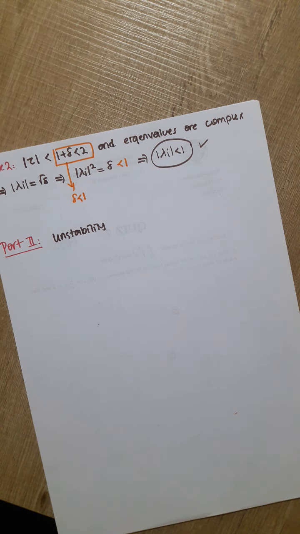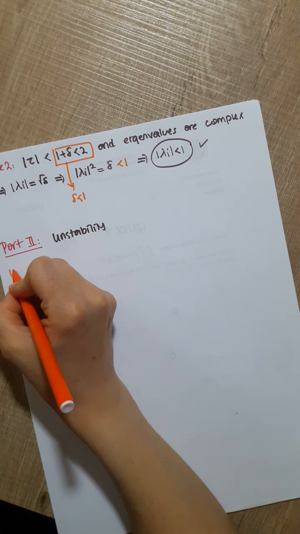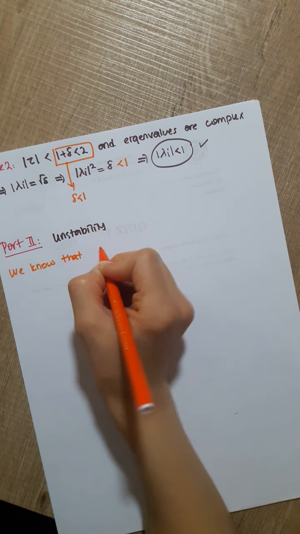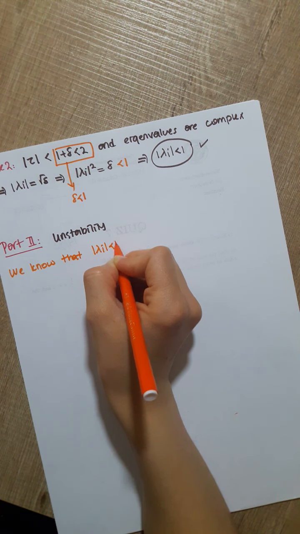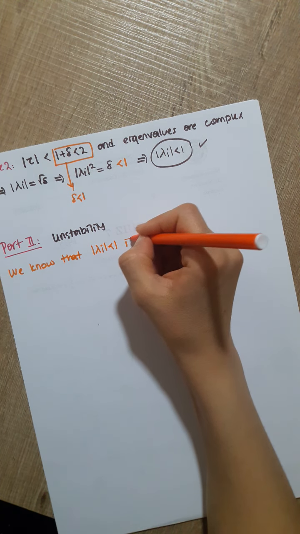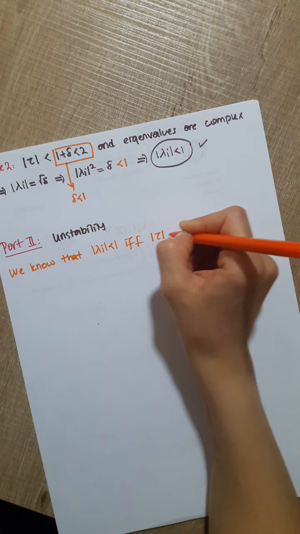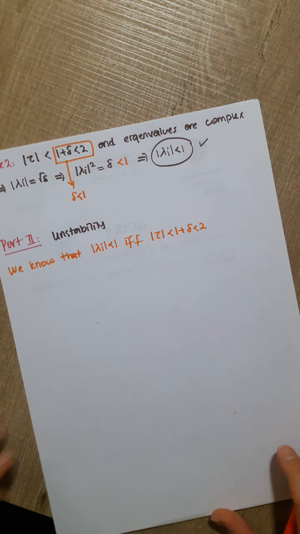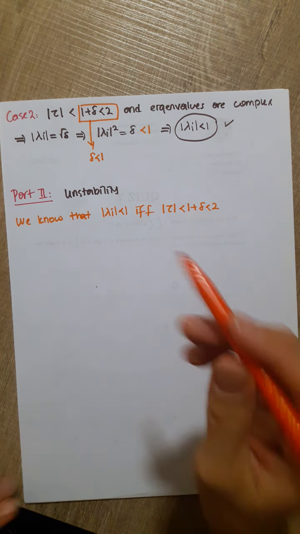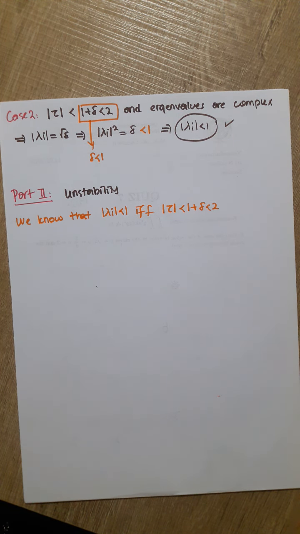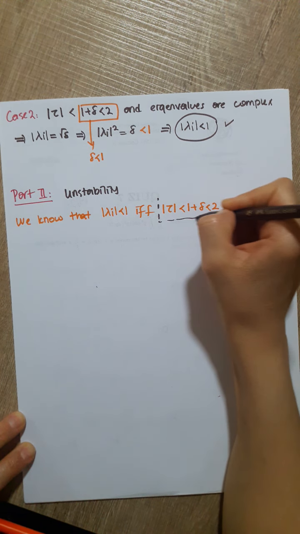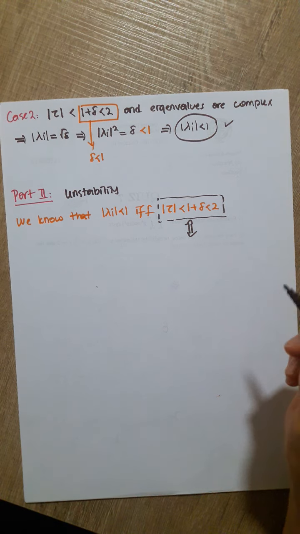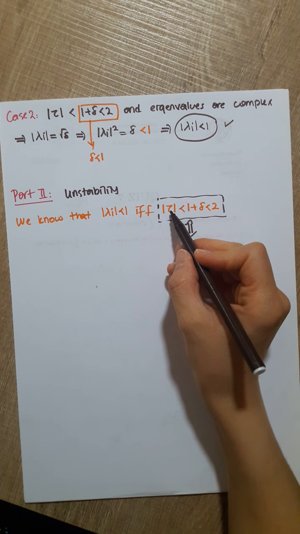Now we know that lambda I is less than 1 if and only if the absolute value of tau is less than 1 plus delta and it is less than 2. What is the meaning of this? The meaning of this is that these parts have the same meanings.